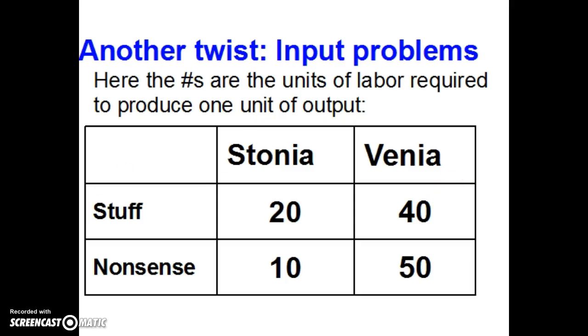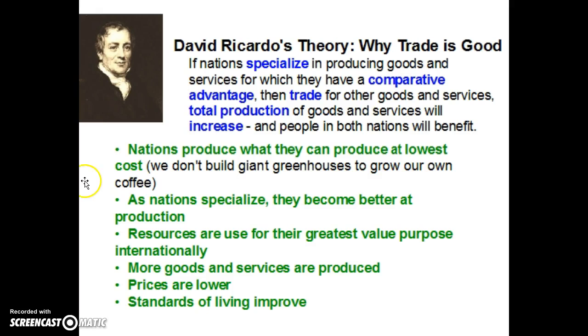So how do we know that this works? David Ricardo is the one who came up with this theory, and he proposed that if nations specialize in producing goods and services for which they have a comparative advantage and trading for others, total production of goods and services worldwide will increase, and people in all involved nations will benefit.